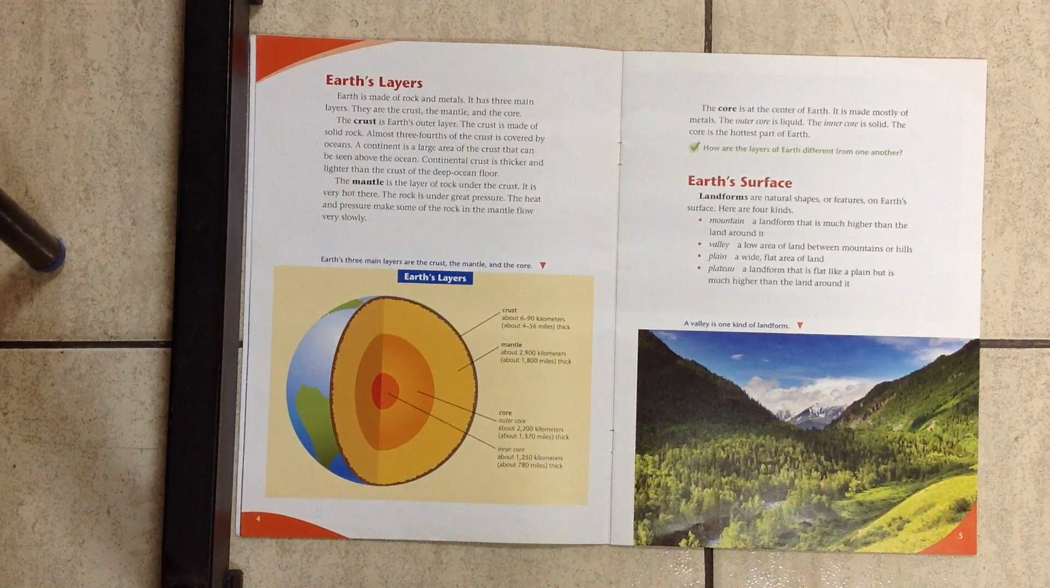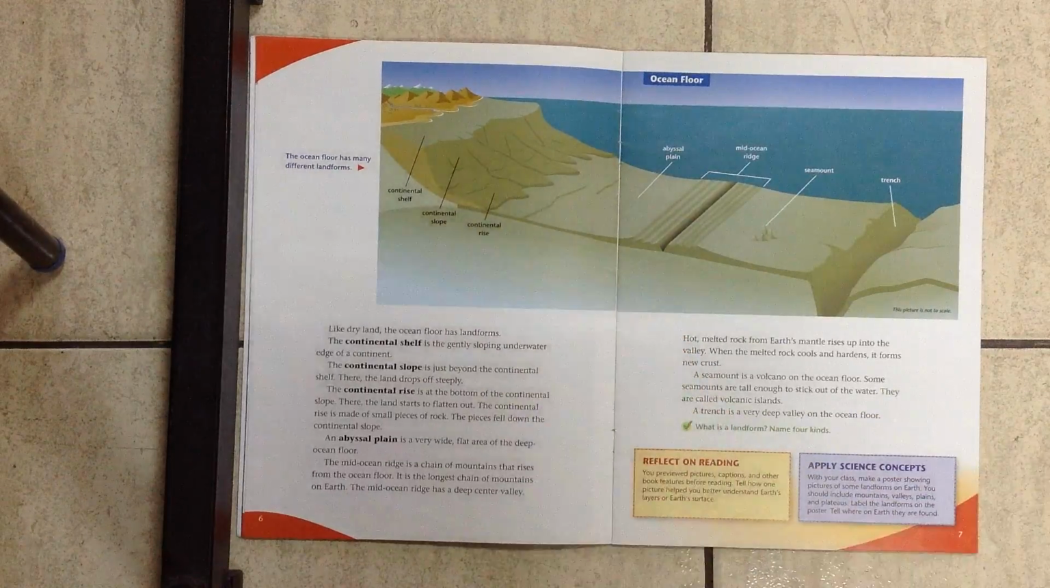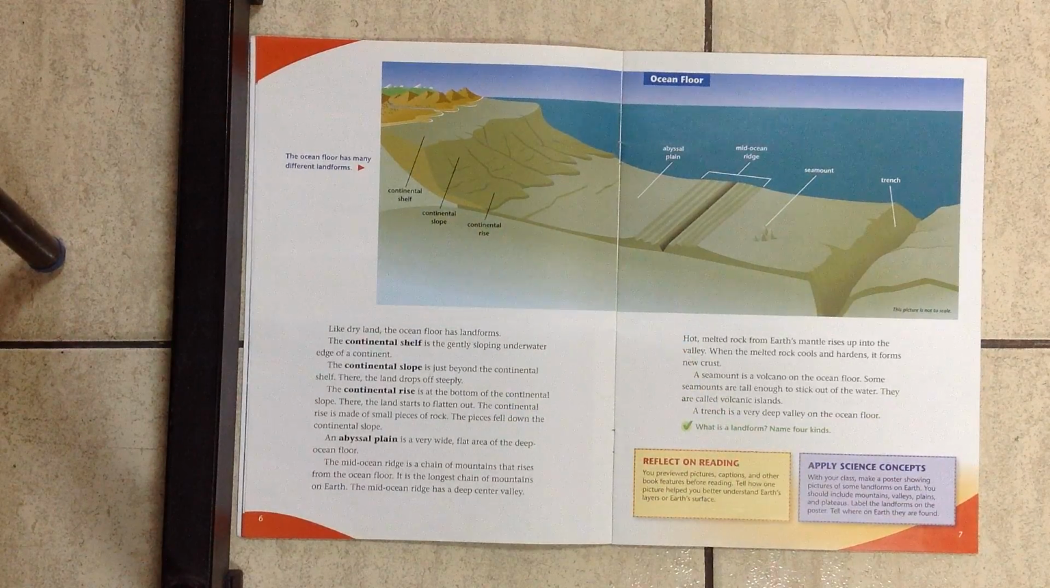Earth's surface. Landforms are natural shapes or features on Earth's surface. Here are 4 kinds: mountains, valleys, plains, and plateaus. Like dry land, the ocean floor has landforms.